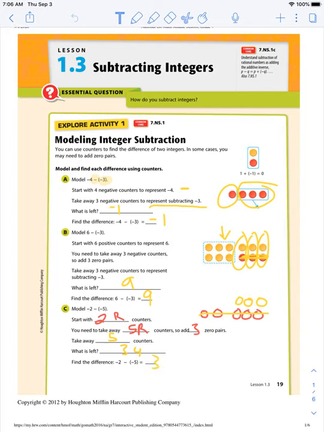And if you happen to add more negative pairs than you need, sometimes one of the questions might be, how do you know to add 3 0 pairs? Say I did add an extra 0 pair. I'll model that here. So say I added an extra 0 pair. Well, now I have 4 positives and 1 negative left. So just like when we were adding, we have to make sure one of those cancel out. So you're still going to be left with 3 positives, no matter how many 0 pairs you add. So it's okay if you don't add the right number of 0 pairs. You should still end up with the same answer.